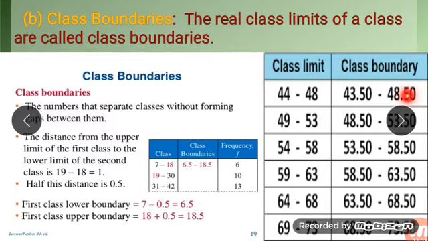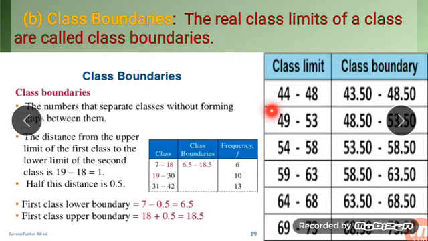As we can see here, there is no gap: 48.5, again 48.5, so this is continuous. This is the significance of class boundaries. The distance from the upper limit of the first class to the lower limit of the second class is 1. We can see the difference between 19 and 18 is 1, and half the distance is 0.5. So for finding the class boundaries, what is the step? We have to subtract 0.5 from the lower class limit, and add that 0.5 on the upper class limit.